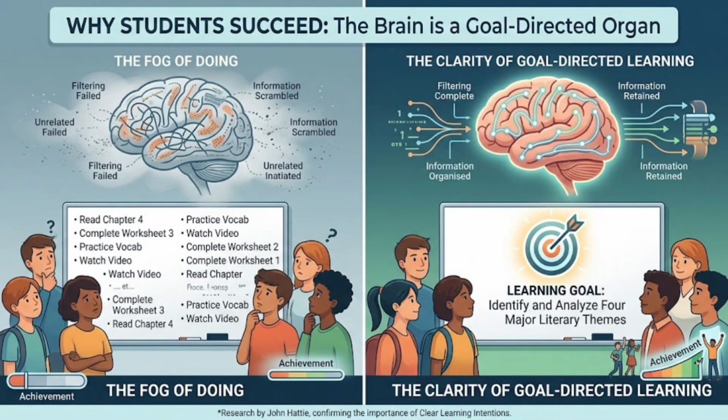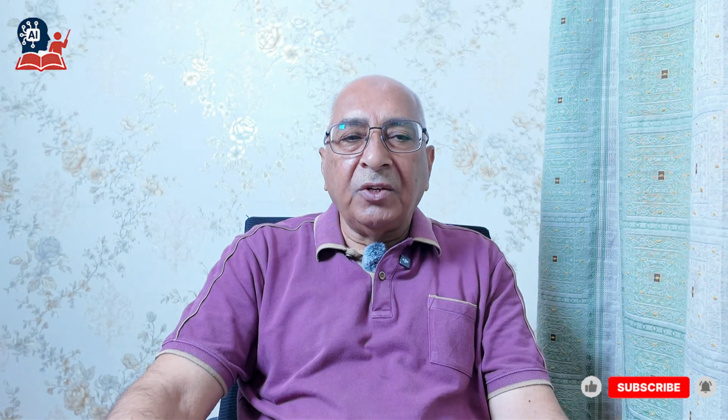Research by John Hattie, one of the largest ever studies of what actually works in education, consistently shows that when students understand the learning goal, their achievement improves significantly. Why? Because the brain is a goal-directed organ. When it knows what it is aiming for, it filters, organizes, and retains information far more effectively.